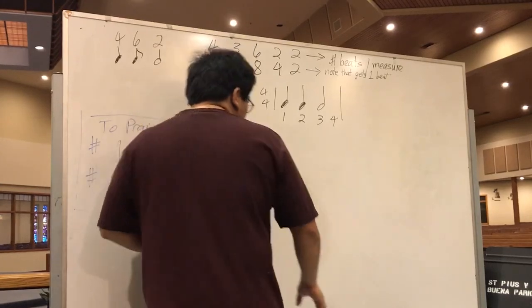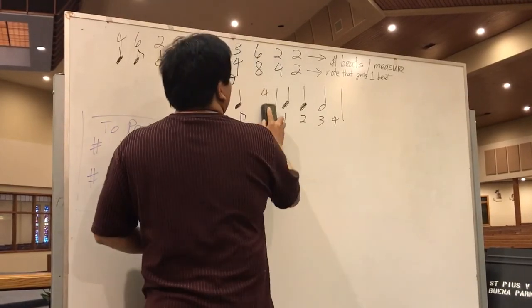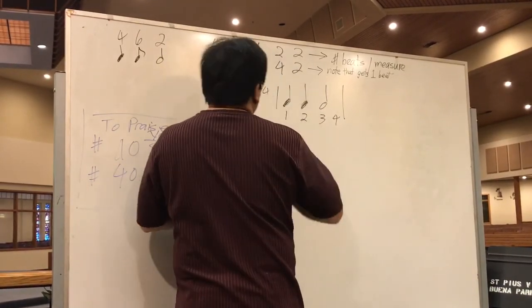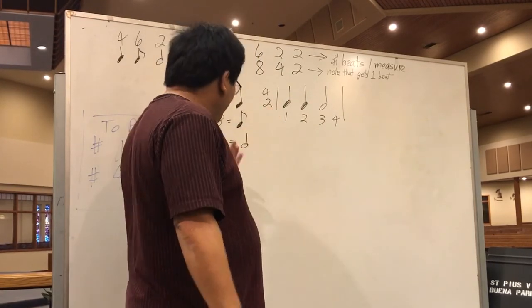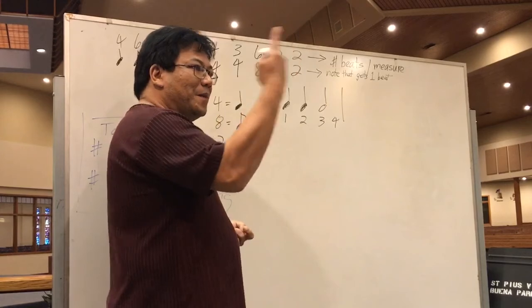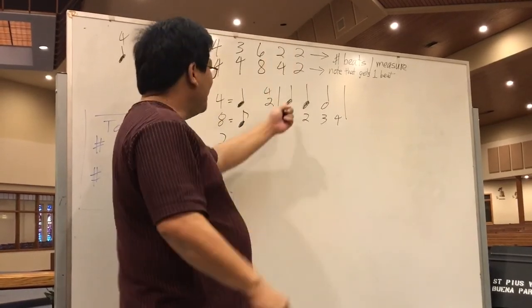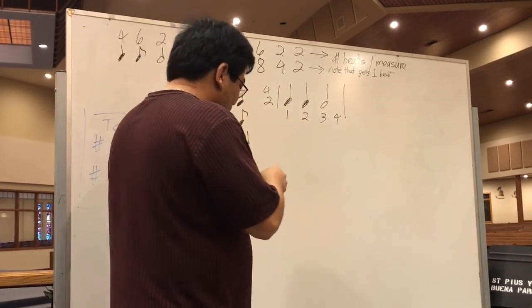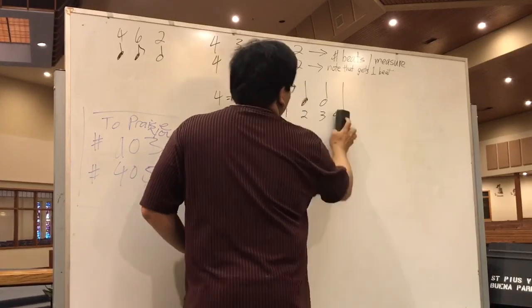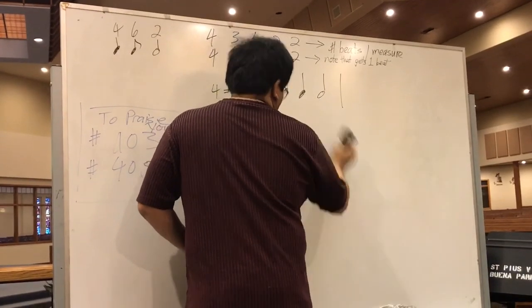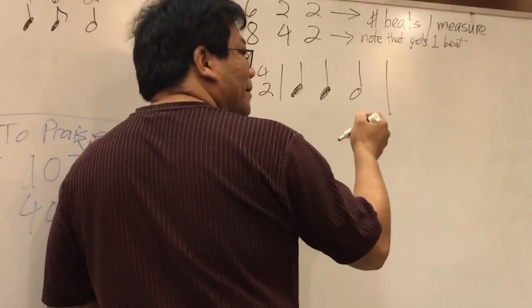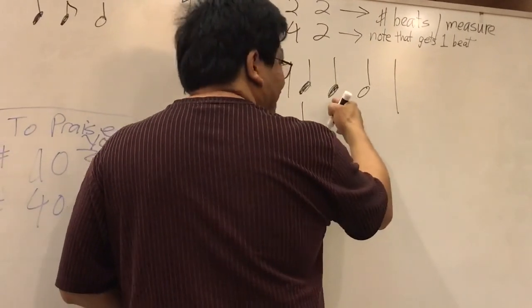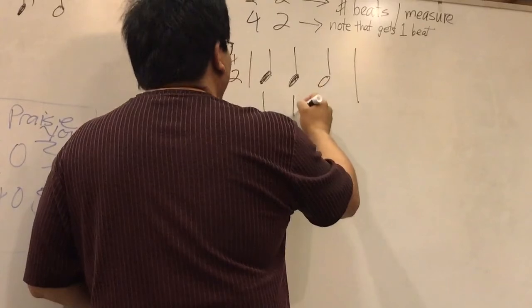Now what happens if I change the bottom one to a 2? Now, the half note gets 1 beat, right? Not the quarter note anymore. So let us renumber this. This starts on what beat? 1. How about this?